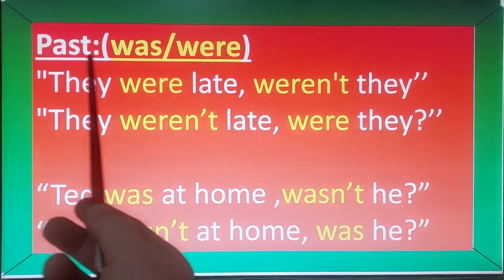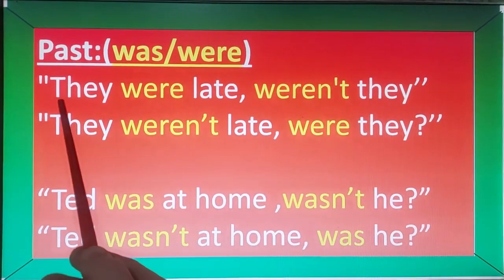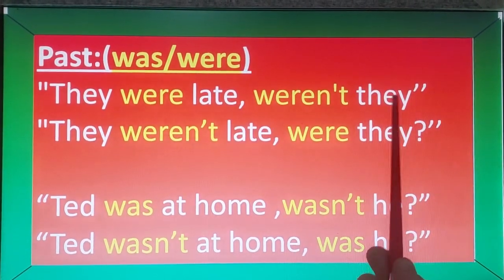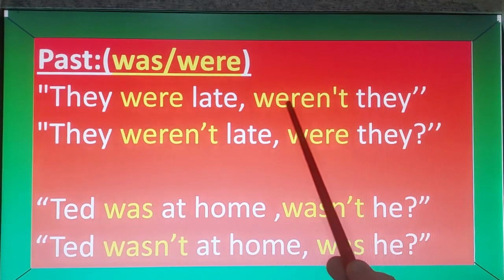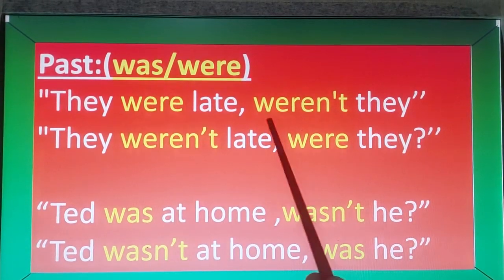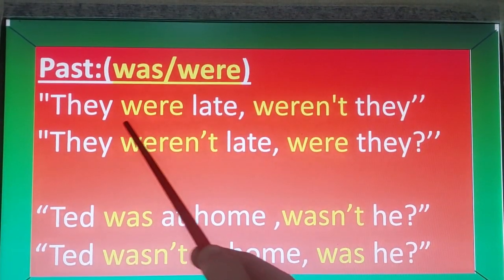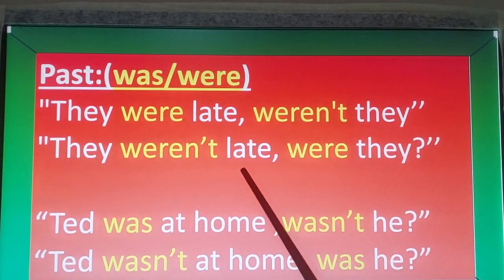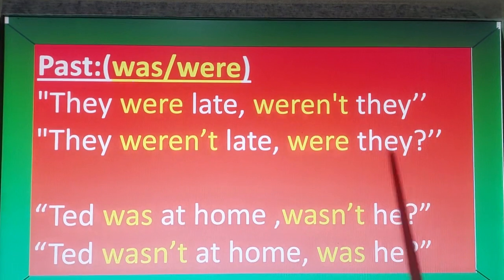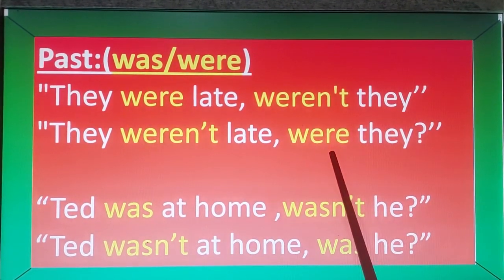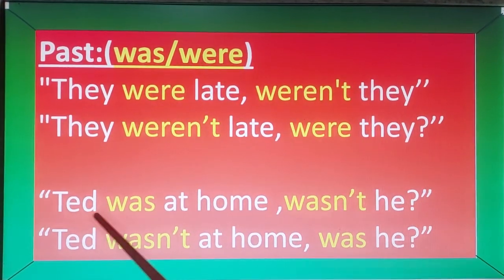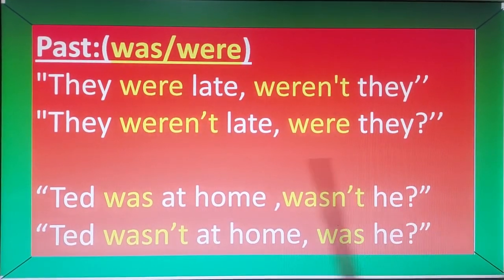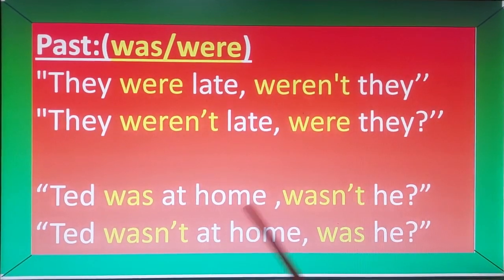In the past we have was or were. They were late, weren't they? Inversion of the subject and the auxiliary. Here it's positive, were. Here it's weren't. They weren't late, were they? Here negative, here positive. Ted was at home, wasn't he? Ted wasn't at home, was he?